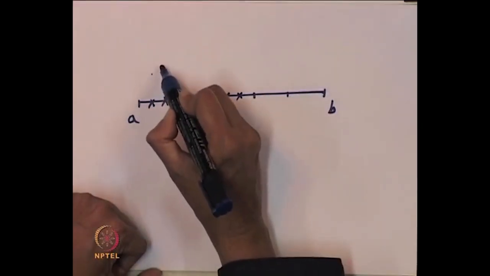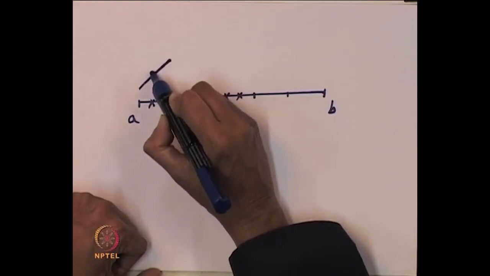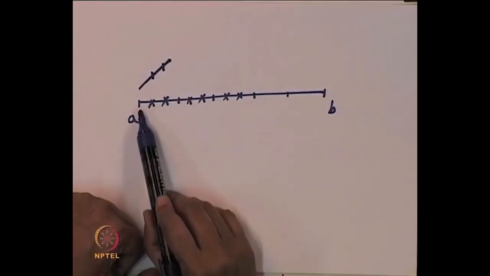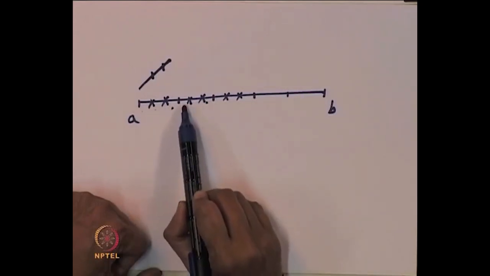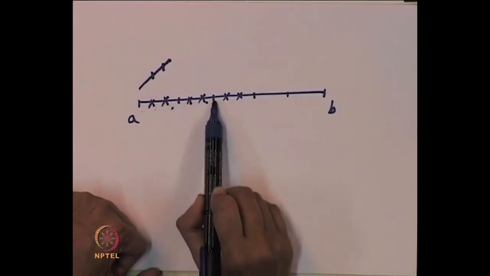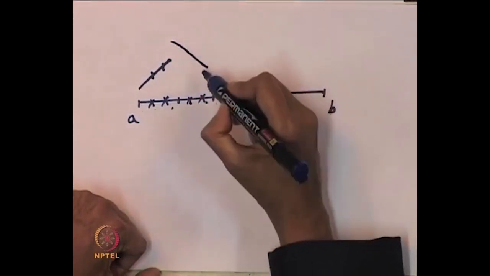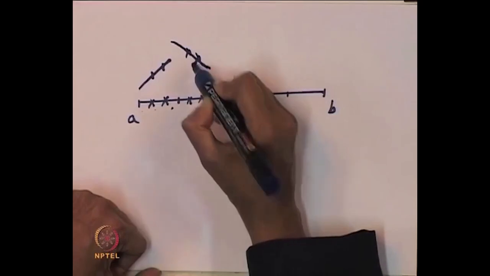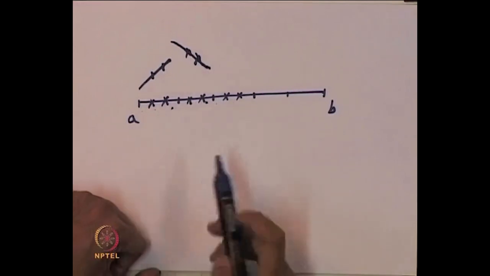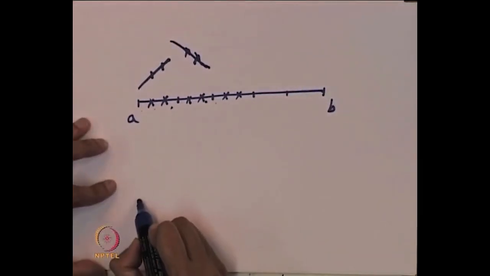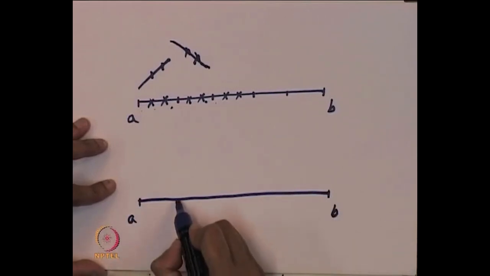Now, suppose these are the function values, then this is going to be the linear polynomial interpolating the given function at these two points. If I look at the linear polynomial interpolating the given function at these two points, it can be something like this. It depends on the function value. So, I may not even have continuity. So, if I want continuity, then let me do it this way: this is my interval [a, b].